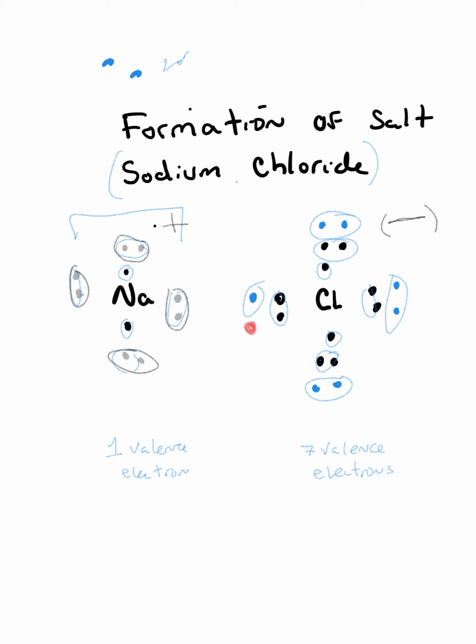The chlorine has a very strong electronegativity. It took the sodium's 1 valence electron. As a result, chlorine has a full valence shell. Sodium has a full valence shell.